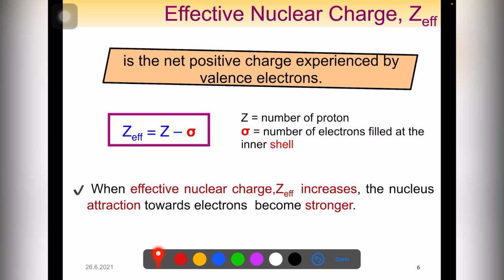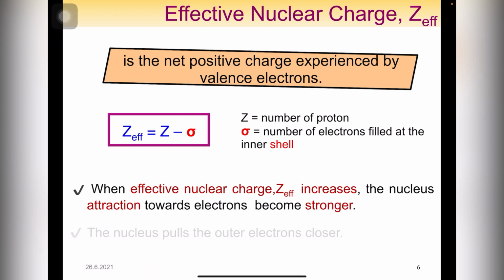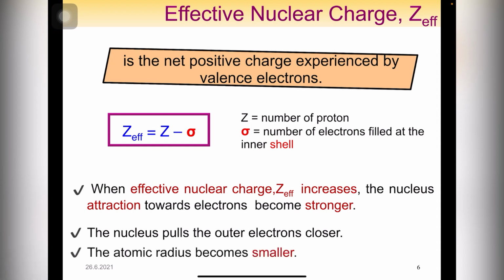When the effective nuclear charge Zeff increases, the nuclear attraction towards the electrons becomes stronger, and the nucleus will pull the outer electrons closer, and the atomic radius becomes smaller.